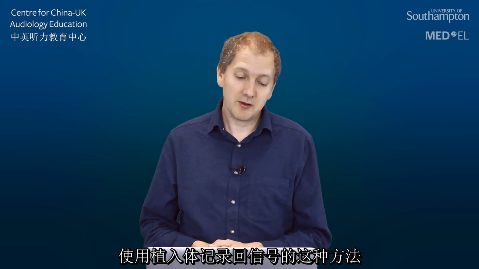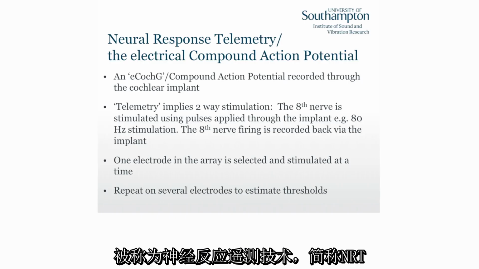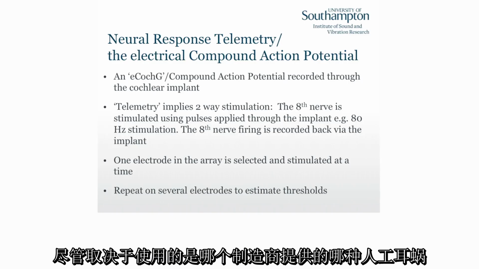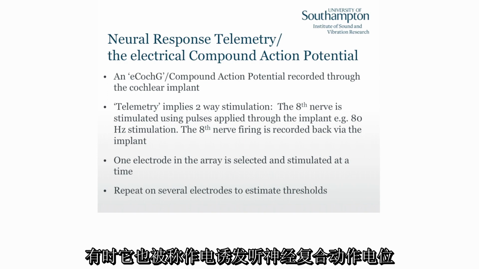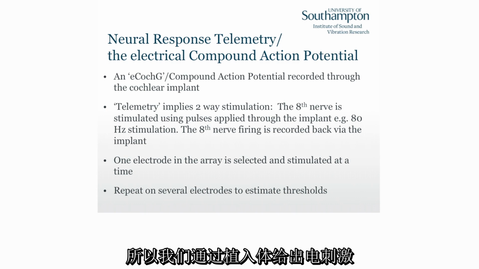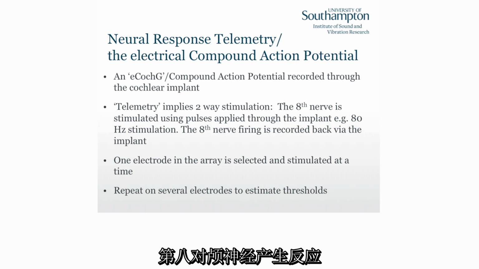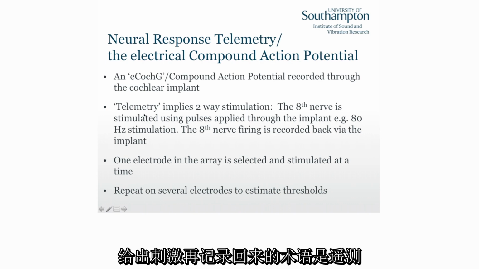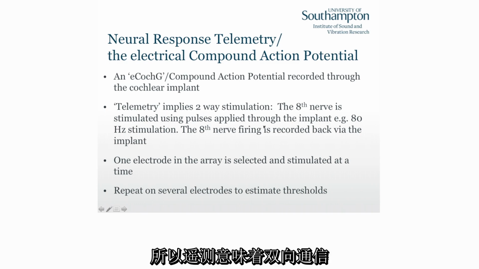So when recording back through the implant, this is called neural response telemetry, NRT, although depending on which manufacturer, which implant type you're using, it's also referred to in some cases as the electrical compound action potential. So it's called both things. So we're stimulating electrically through the implant, and we're getting a response from the eighth nerve, and we're recording that response back. So the term for when we're stimulating and recording back is telemetry. So telemetry means two-way communication.